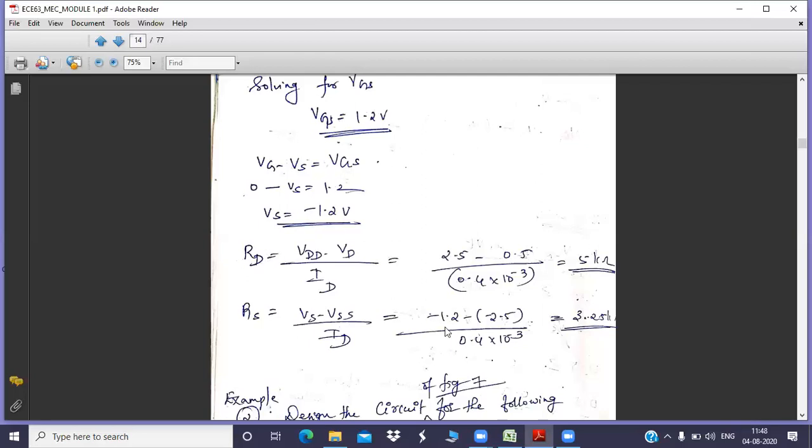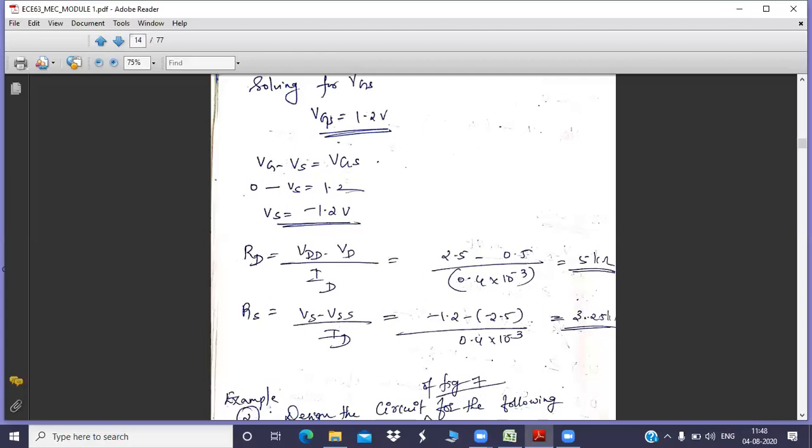Okay, got the answers. So these are the design equations, I mean the design parameters. If you are asked to design a circuit diagram, it means you need to find the unknown resistances. That unknown resistance is nothing but the drain resistance and source resistance, that is RD and RS. Any doubts other than mathematical doubts? Any doubts you can ask?